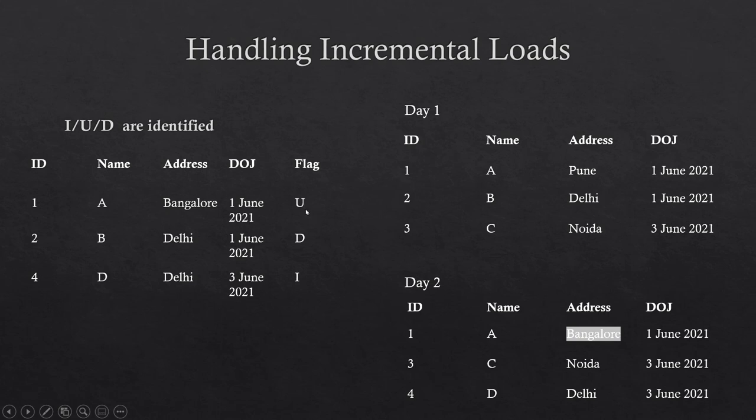So what we'll do, we'll pick up the records with the flag I, which means they are additions. We will simply append them to our table because they are new records that have come in. All the records with the flag D, that means they are deleted. So we are going to find these records in our table and delete them.